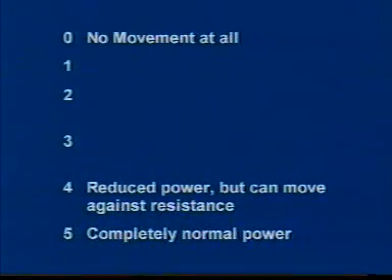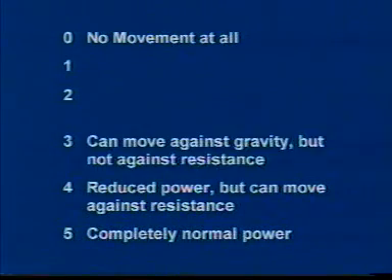When you test muscle power, it is important to grade the power. Muscle power is graded from 0 to 5. Grade 0 is no movement at all, and grade 5 is completely normal power. Grade 4 power is a mild reduction in power, but still the patient can move against resistance. In grade 3 power, the patient cannot move against resistance, but can move the limb against gravity.